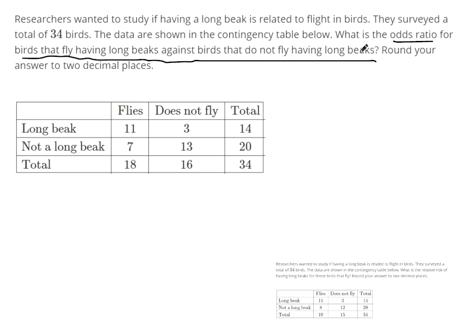So in this one, what is the odds ratio for birds that fly having long beaks? They're saying birds that fly is our group and long beaks is the ailment. When they say for birds that fly, that's identifying the group, and having something is like having the condition. So long beaks is the condition that we're comparing. Okay, so the odds ratio for birds that fly having long beaks.